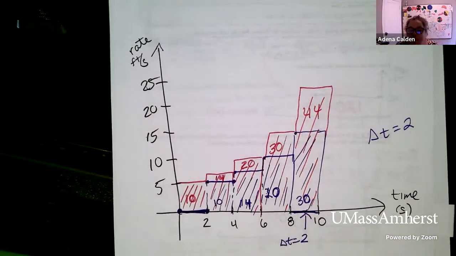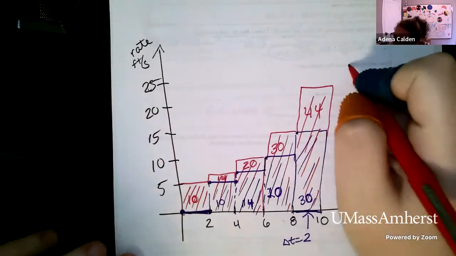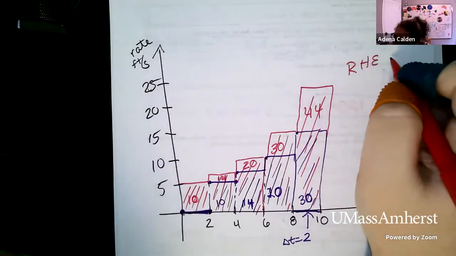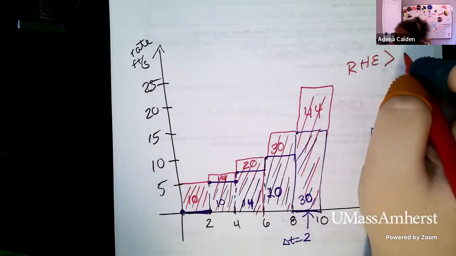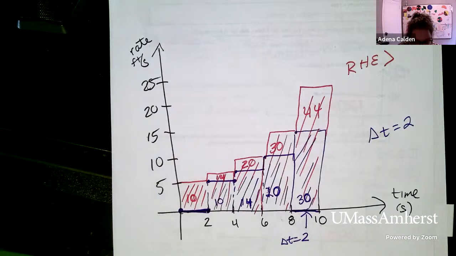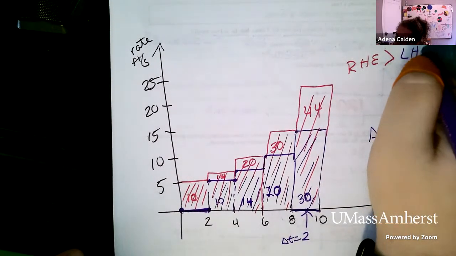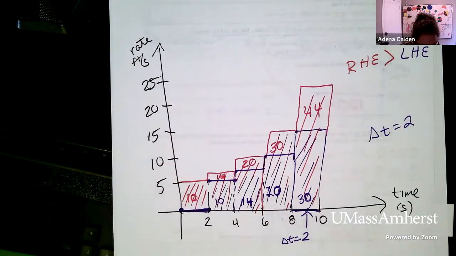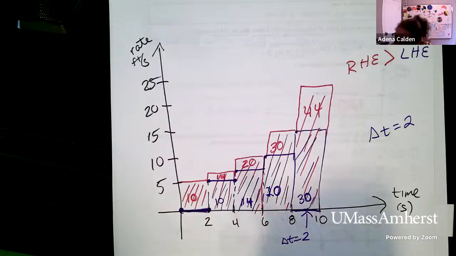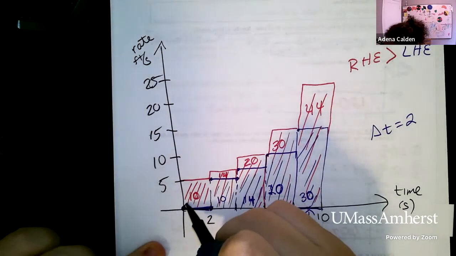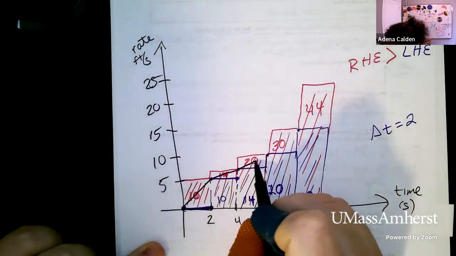Okay, so now that we've graphed this, we can see that the right-hand estimate is bigger than the left-hand estimate, right? We can see that those rectangles are taller. So the right-hand estimate is an overestimate. And so again, we can get an idea of what this function is going to look like by connecting these points. And I'll talk about this in a second.